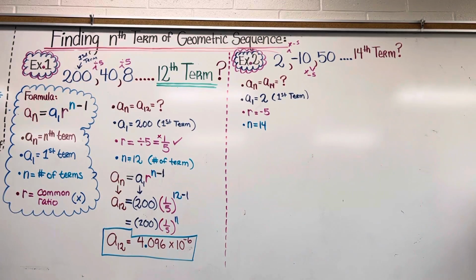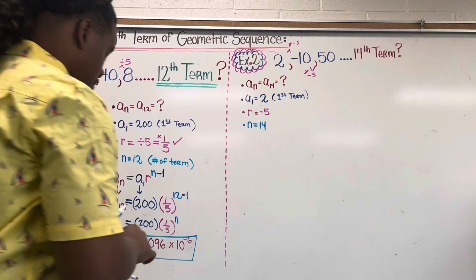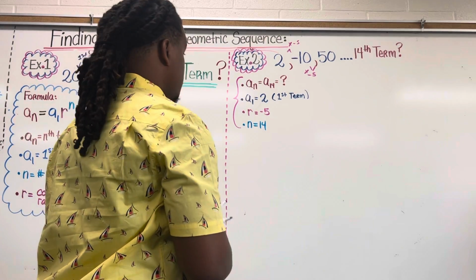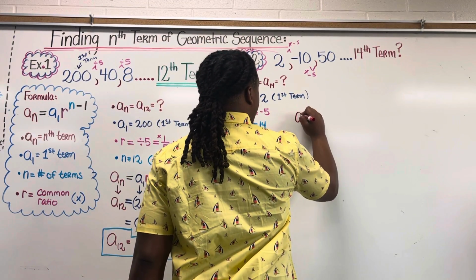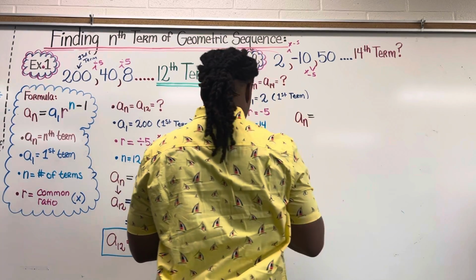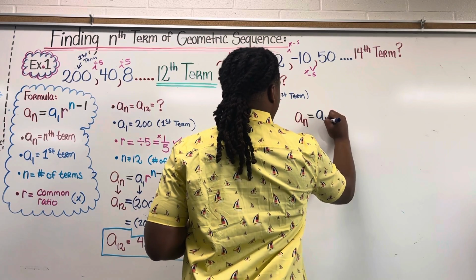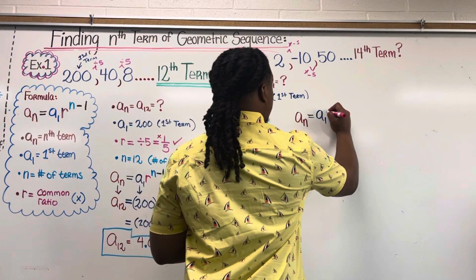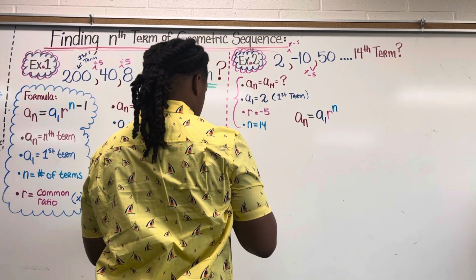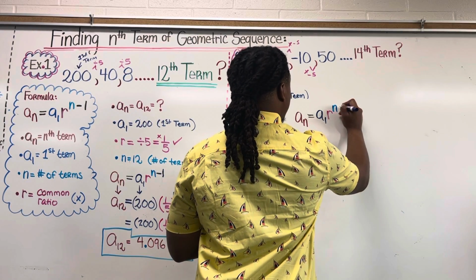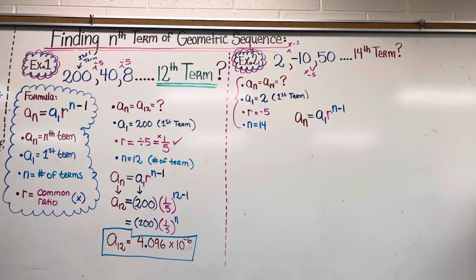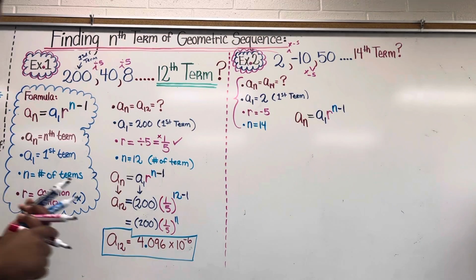Right now, we have all the parts that we need in order to figure out the value of the 14th term. So now let's plug into the formula. I have an equals a1 times r to the n minus 1 power. All we have to do is plug into the formula and use a calculator to solve it.